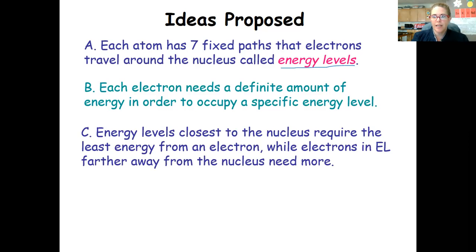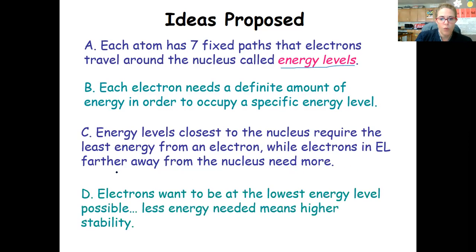And so basically the electrons are lazy. They want to fill up closest to the nucleus first, and then they're allowed to expand outwards. And so closest to the nucleus is going to have the least amount of energy. So the energy levels closest to the nucleus require the least energy from an electron, right? The electrons want to go in the easiest way possible. So they're going to fill up close to the nucleus first, and then they're going to go outwards, while electrons in the energy levels farther away from the nucleus need more. So that basically means that electrons want to be at the lowest energy level possible.